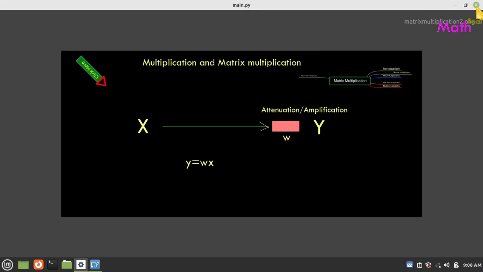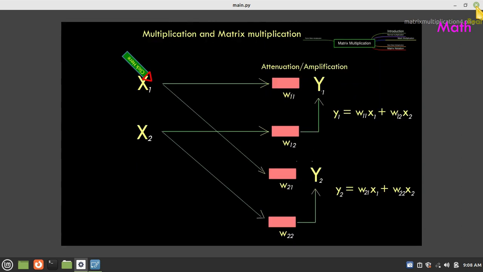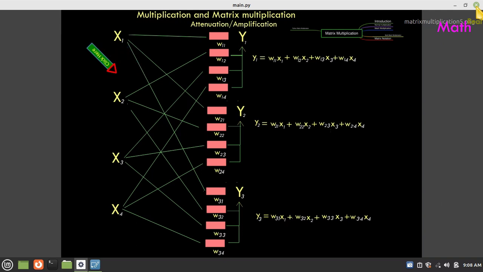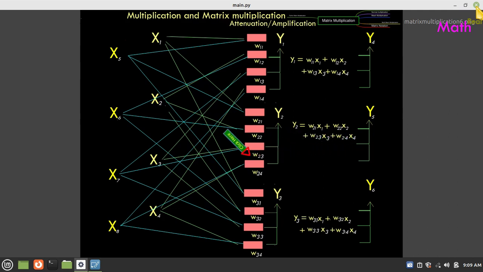So we started with simple, became a little complex, more complex, highly complex. Now four signals are coming. All four are connected to four different weights to generate three outputs. What about this? There are two sets of signals: one set of input signal 4, another set of input signal 4, and there are two sets of outputs, one set of three outputs and one set of three outputs.